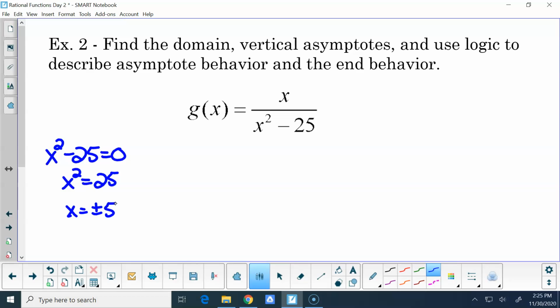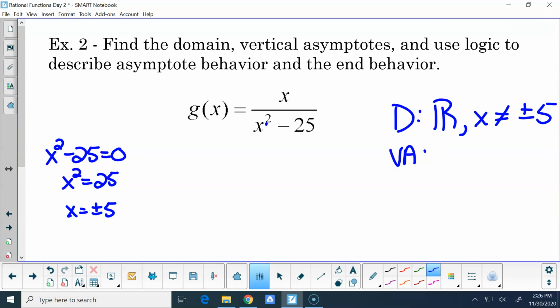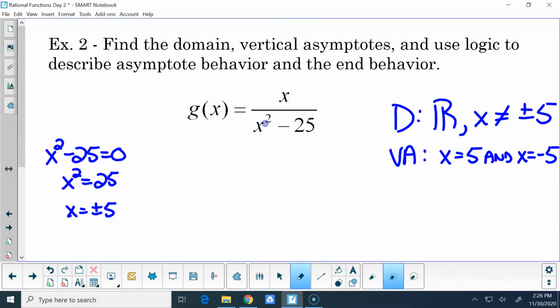I need 2 vertical asymptotes because I have a degree of 2 in there. So that means I would have 2 restrictions in my domain. So it's all real numbers, but x cannot equal plus or minus 5. Which means my vertical asymptotes are x equals 5 and x equals negative 5. Written out in full every single time. Don't get lazy. Okay?